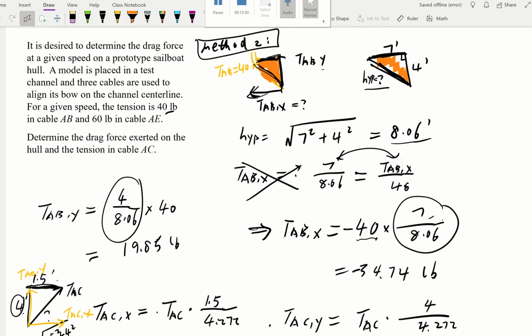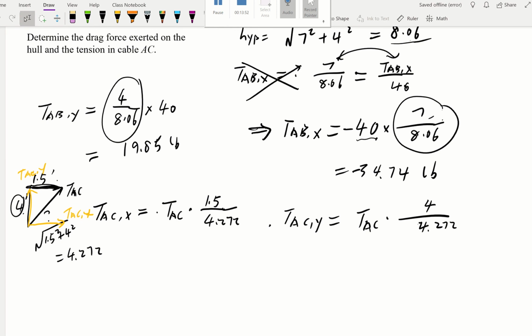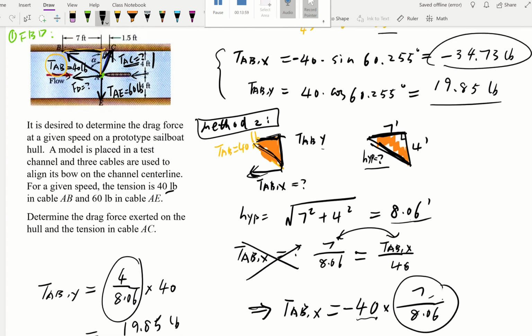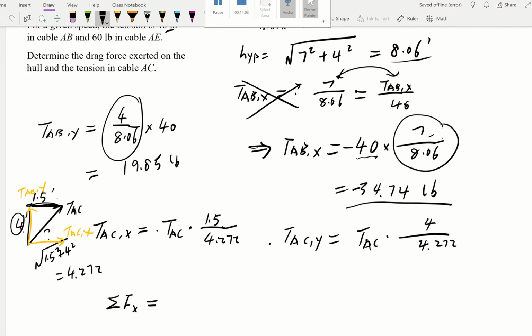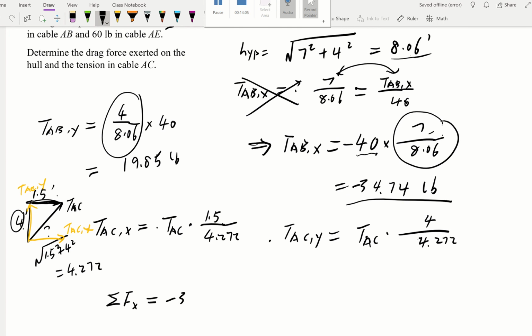Now I think we're ready to construct our equation for this one. Sum of all the forces in the X direction, there are 4 forces. Now let's start with TAB. TAB, we already know the X direction component is that, so negative 34.74.